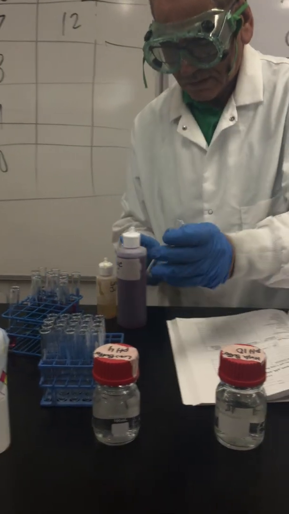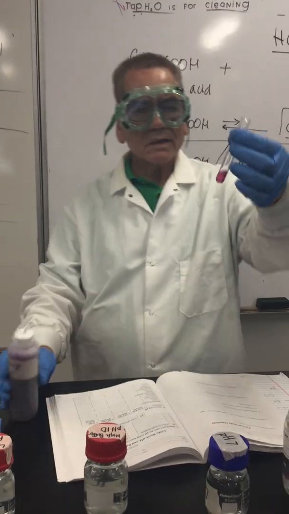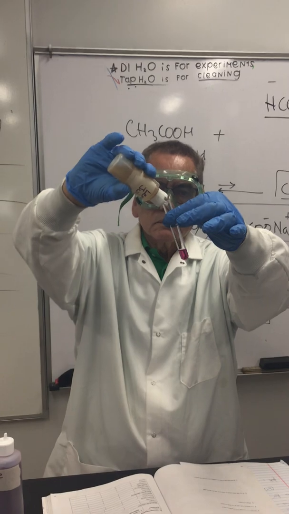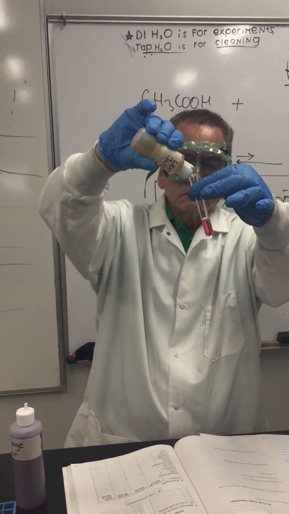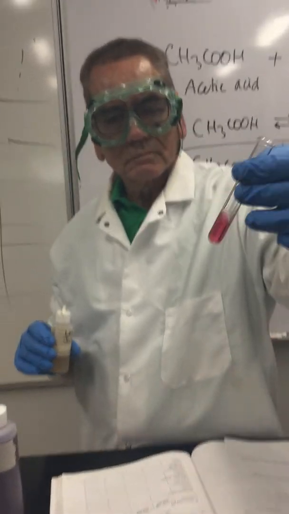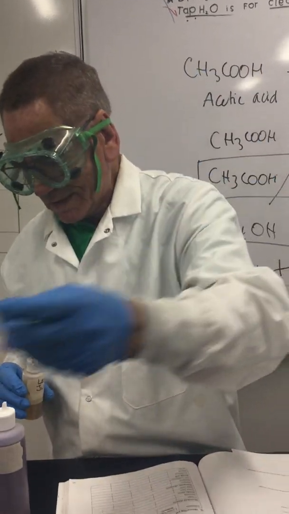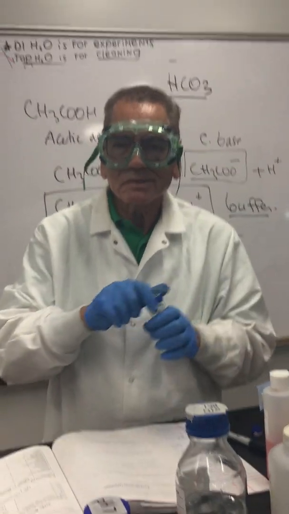We can use lemon. I have my cabbage solution, that's the color that I start with, and now I'm going to add lemon to it. And it's also acidic. So lemon is acidic, and we know that.